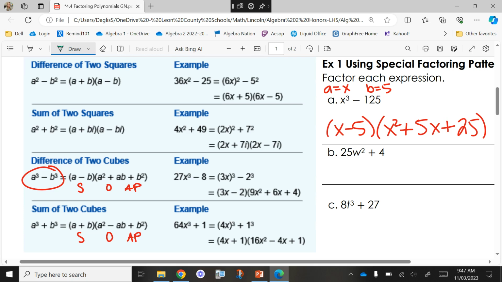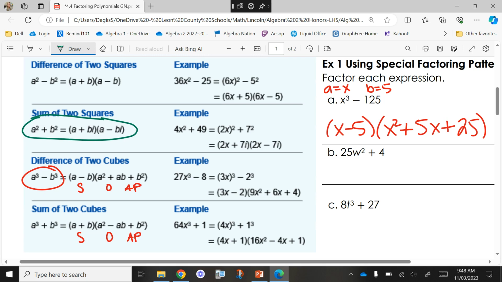All right, my second case. I see a plus, so it's going to be a sum of something. Is that sum of squares or sum of cubes? Sum of squares. So we're looking at this guy. So I need my complex conjugates.